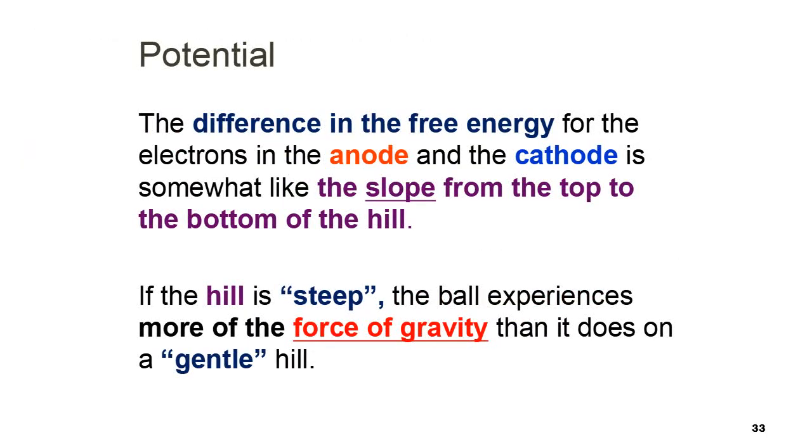Indeed, the difference in the free energy for the electrons in the anode and the cathode is somewhat like the slope from the top to the bottom of the hill. If the hill is steep, the ball experiences more of the force of gravity than it does on a gentle hill.